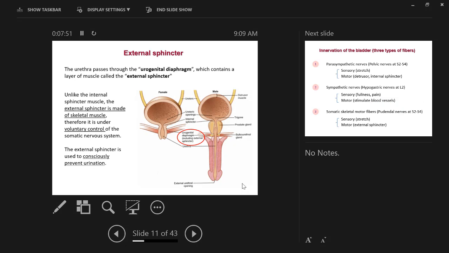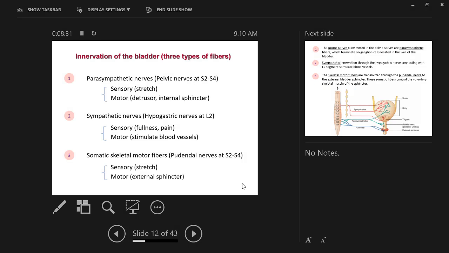Another important muscle is the external sphincter. In the female case, it's in here, but in the male case, it's here. The important thing is that this is in the urogenital diaphragm. It is skeletal muscle, which means you can voluntarily control it. Normally, if you want to go to the bathroom, you can stop it. That's because you are contracting this muscle.